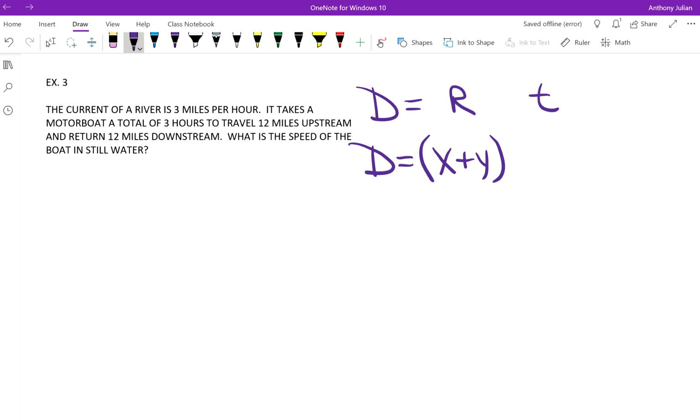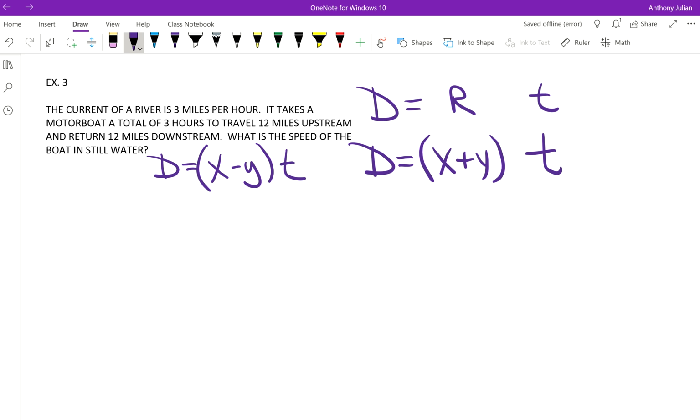Okay, we have to work a few of these to understand it, but that's what's changing about this motion, because I have two different types, one going with, one going against. And then, of course, the t. So this is for going downstream. Now I need the formula for going upstream. And that would just mean my second equation would be that d, the distance, equals x minus y times t.